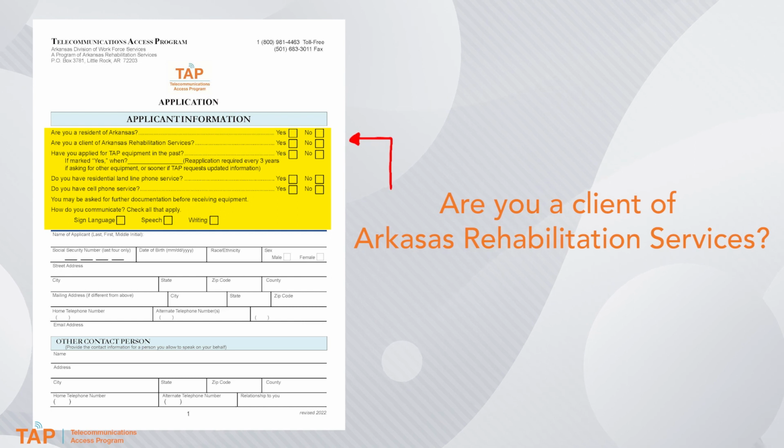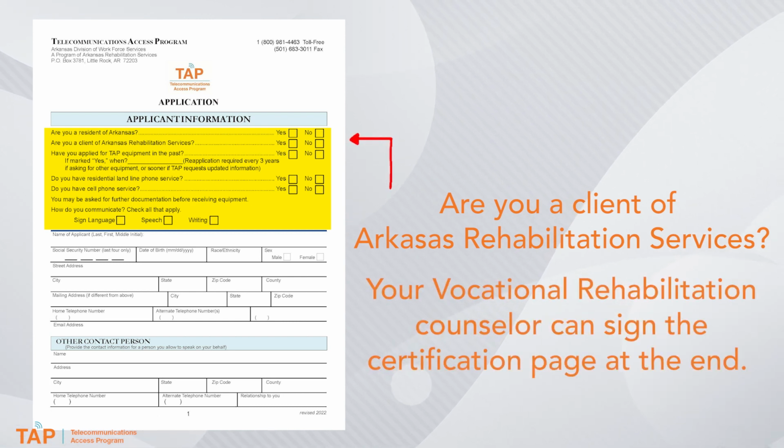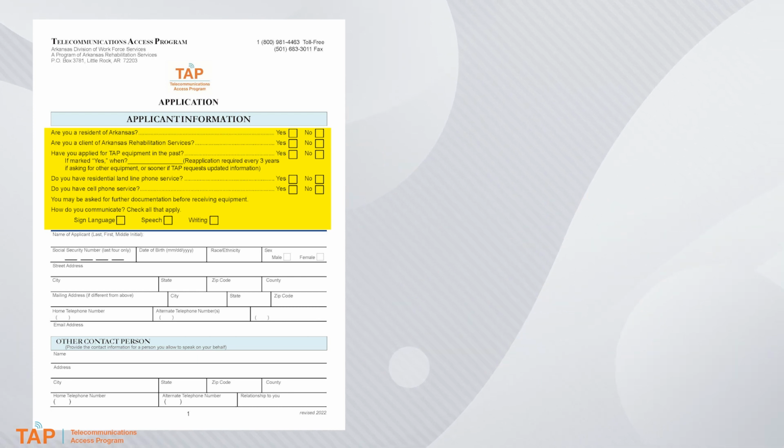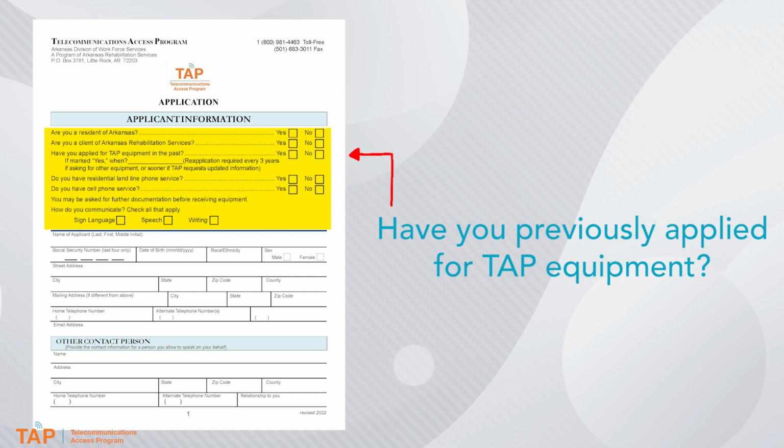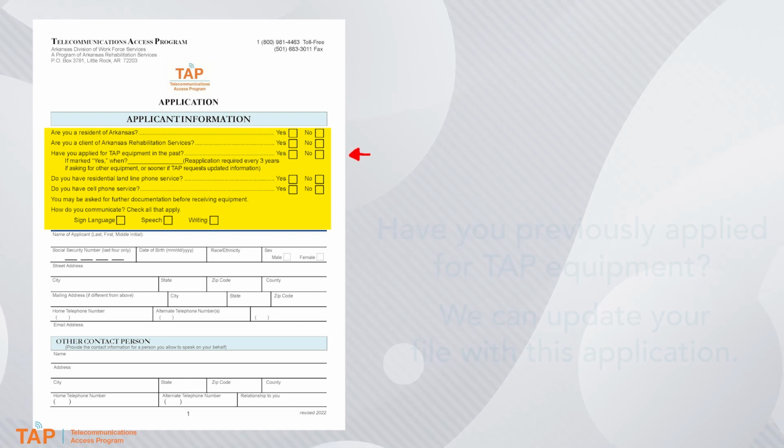Are you a client of Arkansas Rehabilitation Services, ARS? You can be eligible for TAP equipment whether you are a client or not. If you have a vocational rehabilitation counselor through ARS, they can sign the certification page at the end of the application. Have you applied for TAP equipment in the past? If you have, we can search for your name in our client database and update your file with this application.